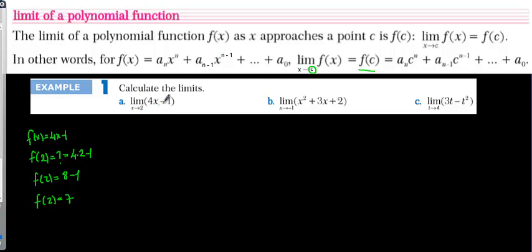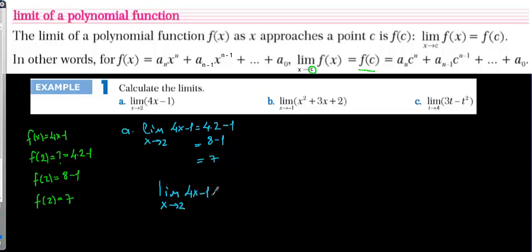Okay, the limit as x tends to 2 of 4x minus 1 is going to be the same. The solution is like the function solution: 4 times 2, this 2 comes here, minus 1, which is 8 minus 1, equal to 7. So the limit as x tends to 2 of 4x minus 1 is equal to 7.